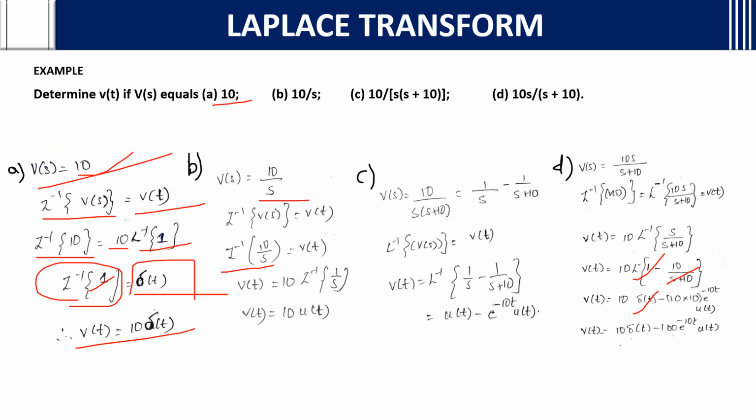Understand? This 10 should be multiplied with this, and again 10 is there inside. So 10 into 10 e power minus 1 by s plus a is e power minus alpha t. For this you should know the formulas.